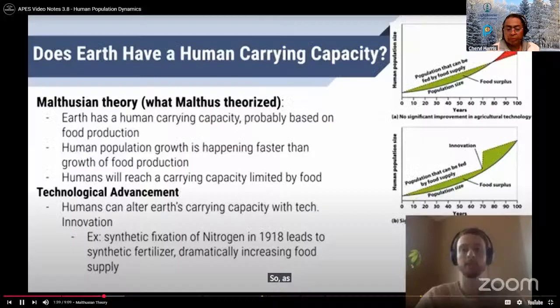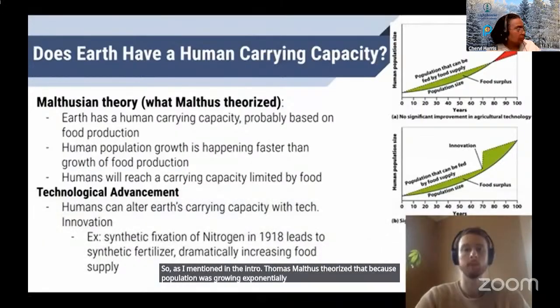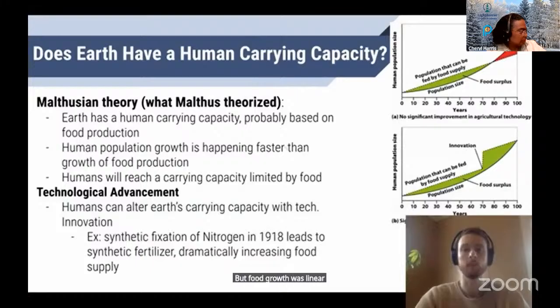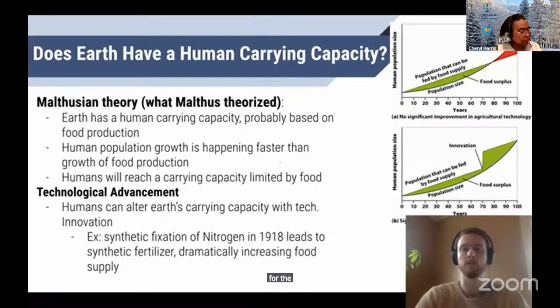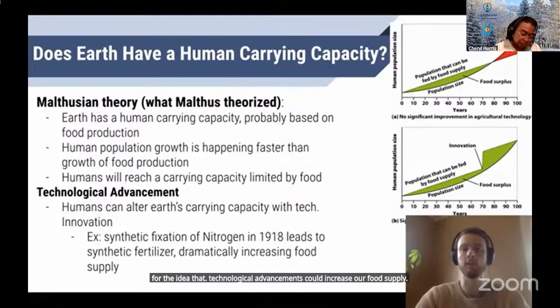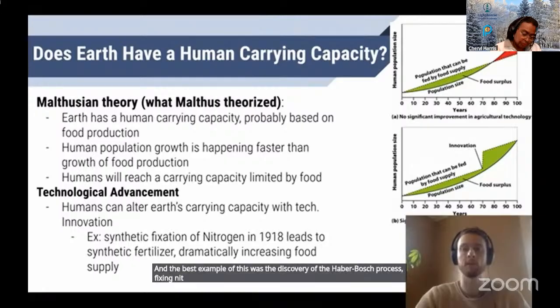So as I mentioned in the intro, Thomas Malthus theorized that because population was growing exponentially, but food growth was linear, sooner or later we would have to run out of food to feed everyone, which would impose a carrying capacity on Earth's human population. So one of the flaws of Malthusian theory, though, is that it failed to account for the idea that technological advancements could increase our food supply. And the best example of this was the discovery of the Haber-Bosch process for fixing nitrogen into ammonia in 1918.